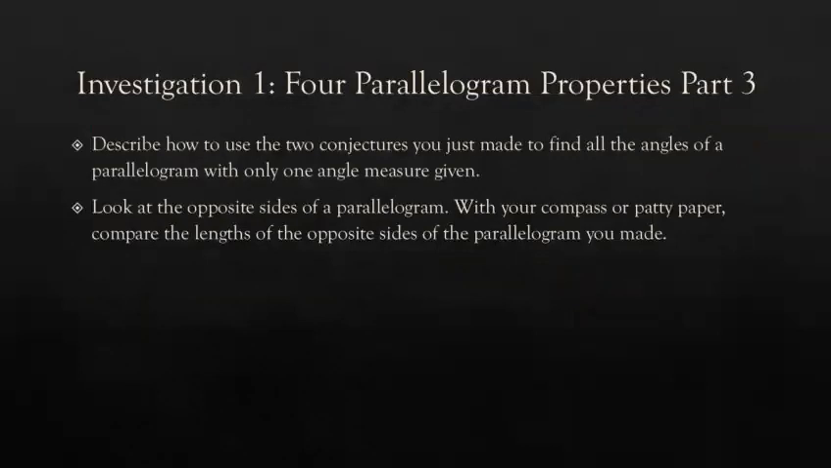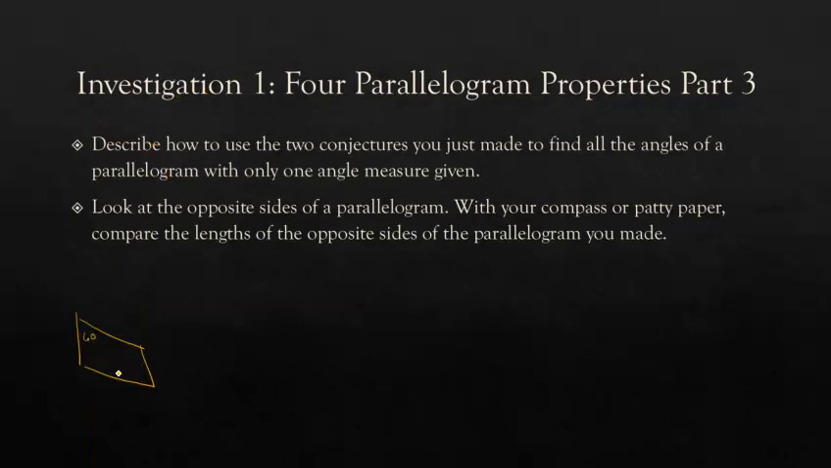So part 3 of our investigation. How can we use those 2 conjectures we just found to find all the angles of a parallelogram if we're only given one? So let's think about that really quick. If this was a very good parallelogram and drawn correctly, and I said that this one was 60, how would we know what the other angles are?